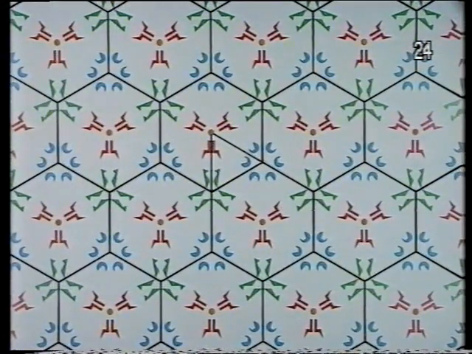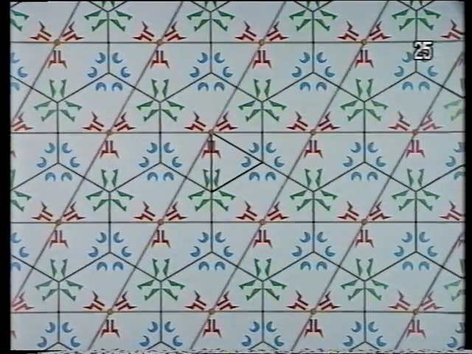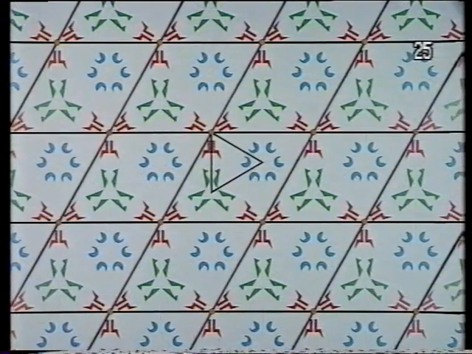Putting aside for the moment these hexagons surrounding the lattice points, let's now join the lattice points to form a parallelogram grid. Then we can see quite clearly the relationship between the lattice and the wallpaper pattern. Within each parallelogram of the grid, there is precisely the same motif.